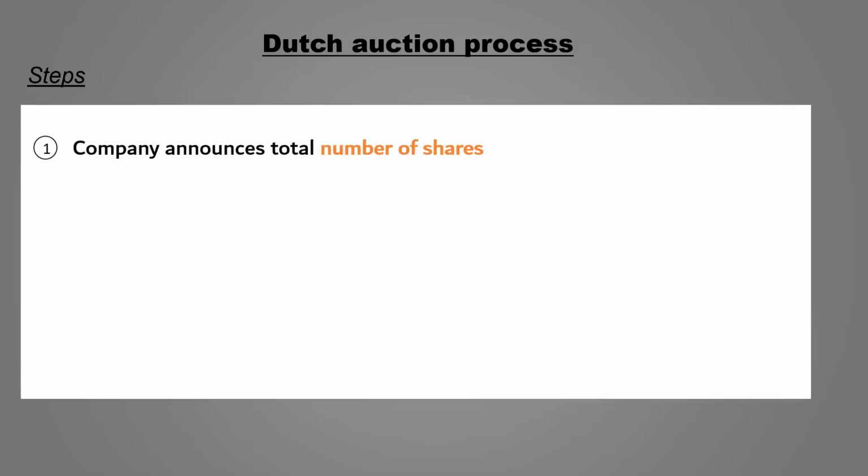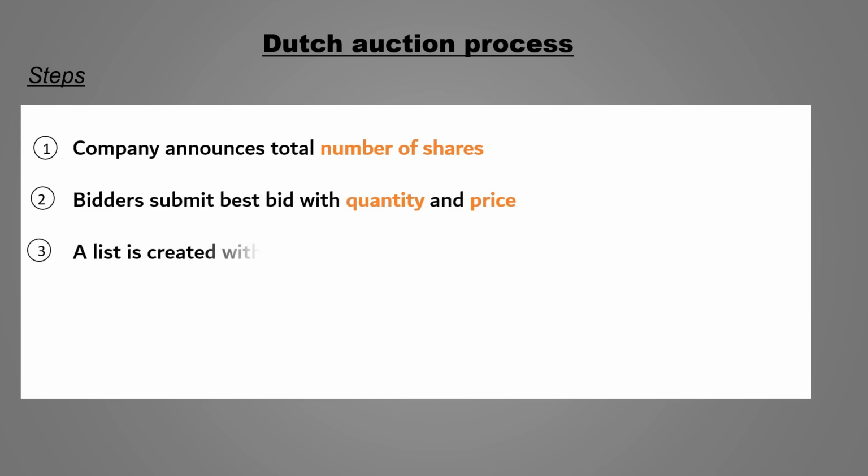So initially, the company announces the total number of shares they are willing to sell in the IPO. Here, the underwriter does not set a fixed price for the shares. After this, bidders submit their best bid with the number of shares at a specified price. After receiving all the bids, a list is created where the bids are placed from high to low with the highest bid at the top.